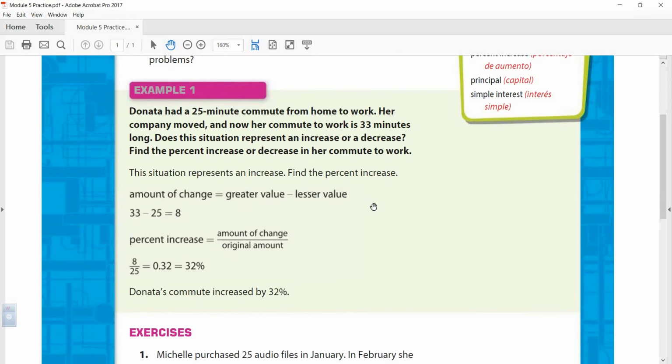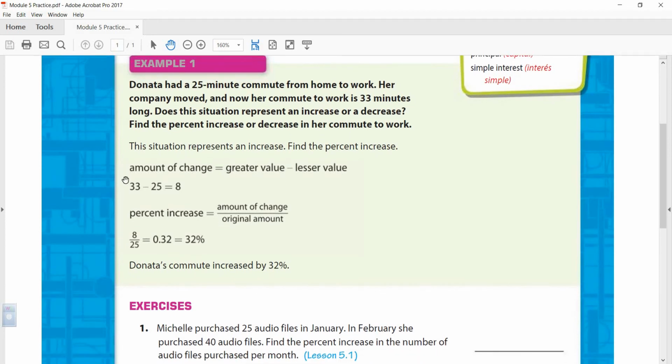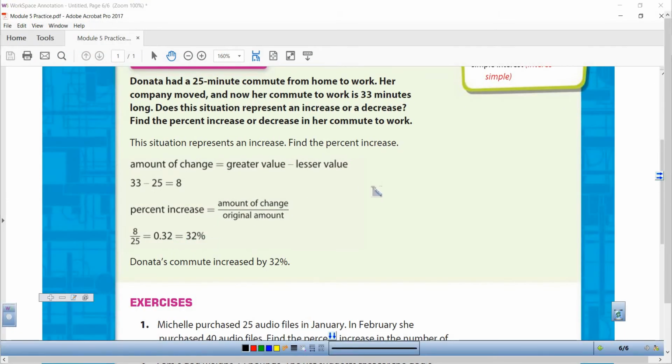To find the percent increase, we're going to use this ratio right here. It's the amount of change over the original amount. You notice that they subtract 33 minus 25 and they got 8. Then they take 8 divided by 25 and found that was 32%. Just a reminder, one easy way to do it is because 25 goes into 100 evenly 4 times, 25 times 4 is 100. So I multiply that 8 times 4 so that we have equivalent ratios and we get 32 over 100, which of course is 32%.